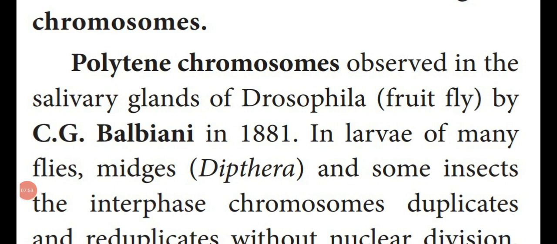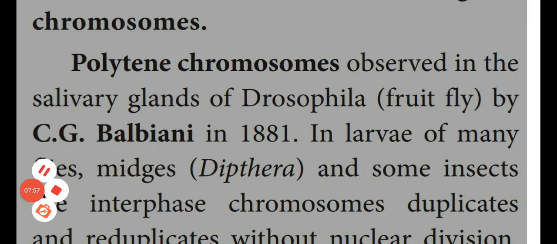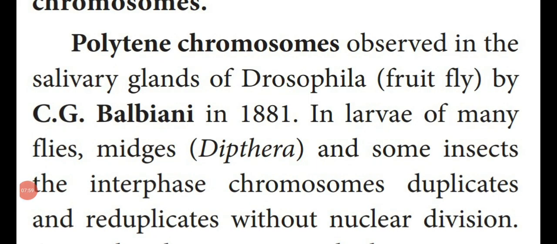These polytene chromosomes are observed in the fruit fly known as Drosophila, a small insect which is present on fruits, for example, mango. That fruit fly contains the special type of chromosome in the salivary glands, known as polytene chromosome, which was first observed by C.G. Balbiani in the year 1881.